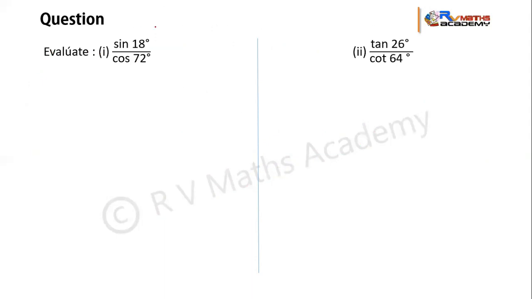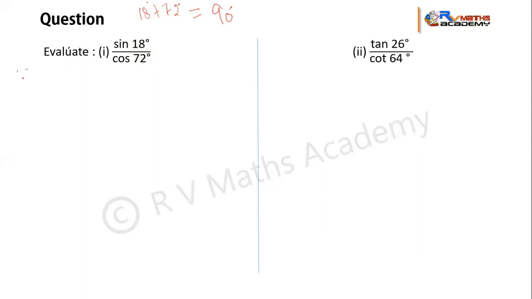First, we have to add these 2 angles, 18 and 72. If you add 18 degree plus 72 degree, you will get 90 degree. It means we can solve these questions with the help of the trigonometric relation of the trigonometric ratios with the complementary angles. We know this formula, sin 90 degree minus theta.